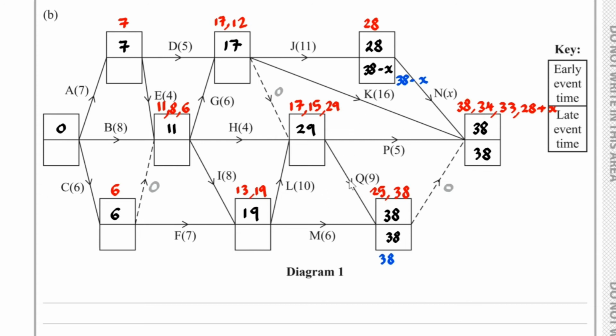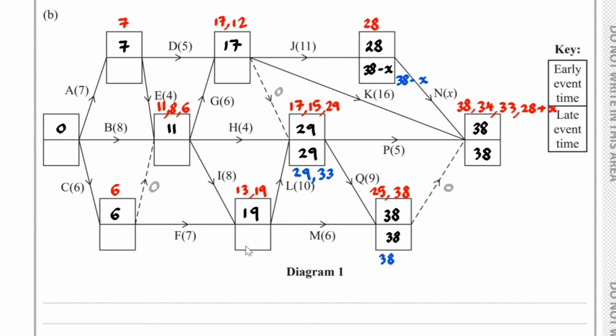We now need to work out what goes here. Well, we're at 38 so far. 38 take away 9 is 29. Or we could have 38 take away 5, which is 33. Nothing else is coming out from here, so the smaller one from these is 29. So we write down 29 here.